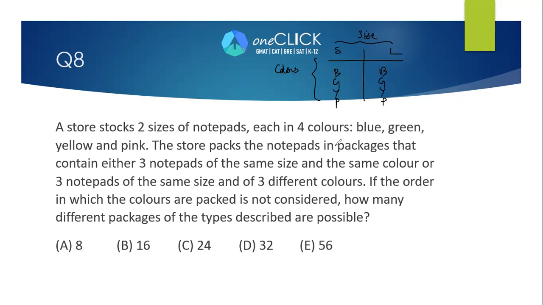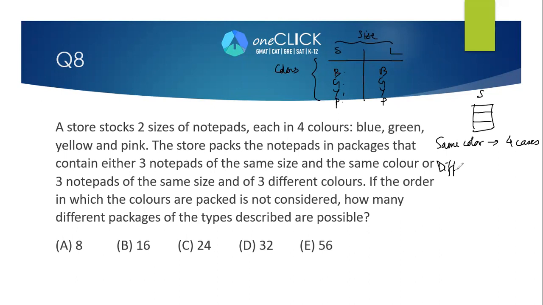So now you are saying that you pack the notepads in packages that contain 3 of the same size and same color, or 3 of the same size and different colors. So that means whatever you put in a package must be of the same size, whatever be the colors. Okay. So if it is the same size, and if you look at the small, so then same size and same color. So same color, what are the possibilities? I'm going to get four of them of the small size. So I can say that, okay, three blues of small size or three greens of small size, like that.